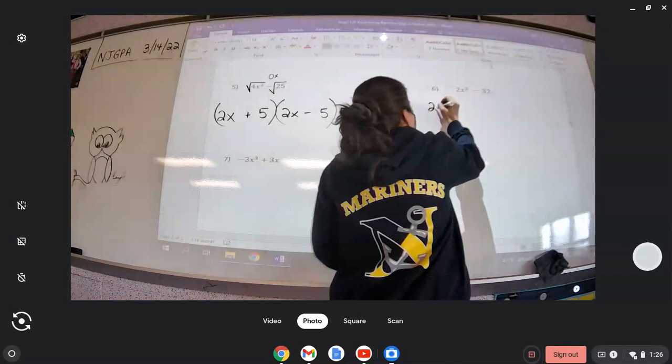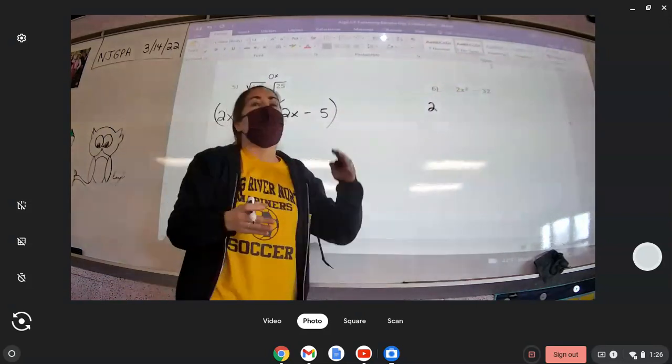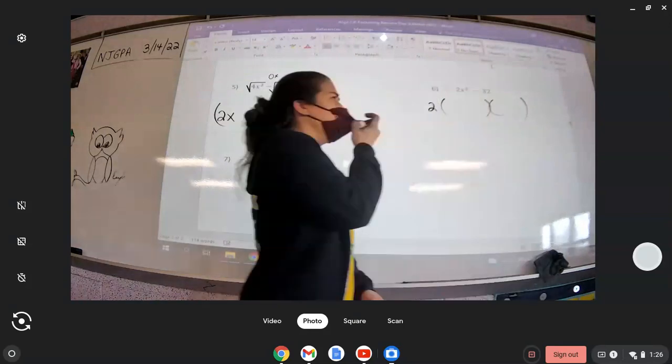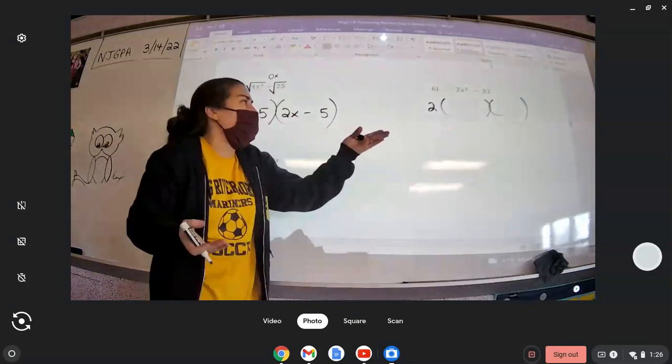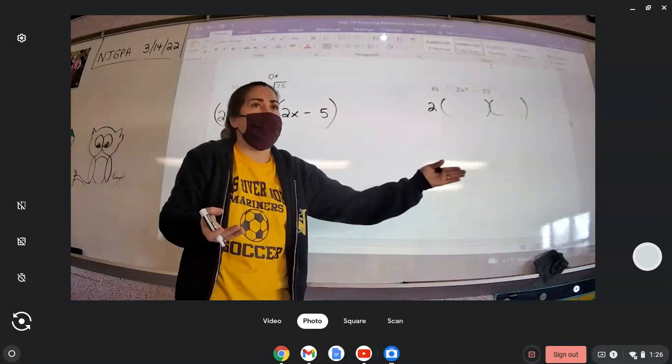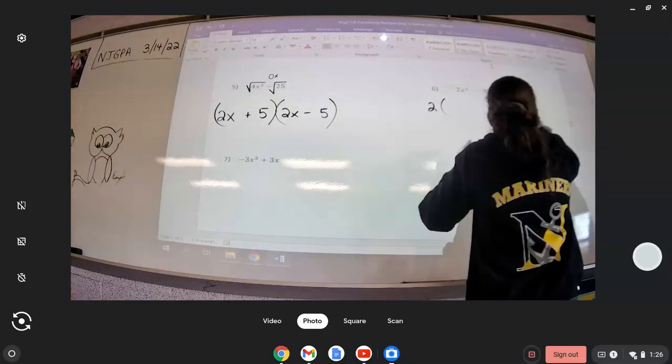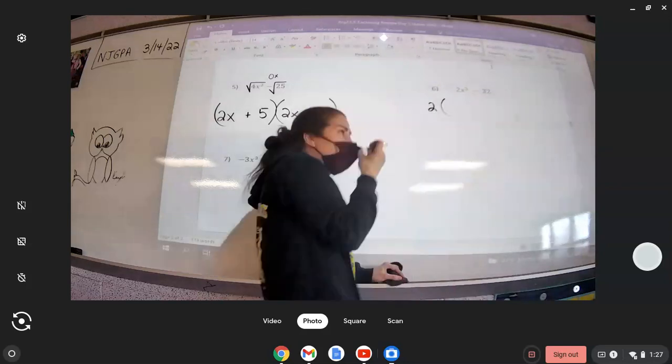Take a 2 out. Now, guys, for whatever reason, some people are saying, yep, the GCF is 2, and then they're factoring right away. You're not ready to factor yet. You have to show me what the leftover expression is once you take a 2 out. You're not ready to break the whole thing up yet. So now 2 times what gets you 2x squared?